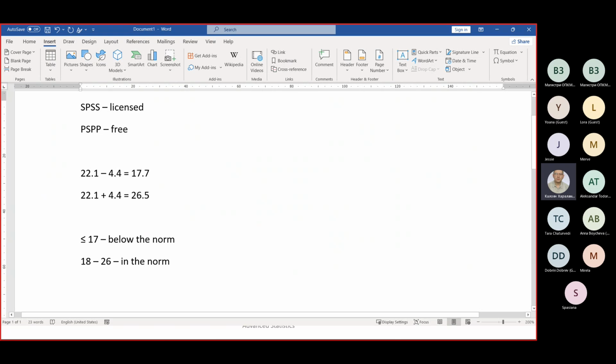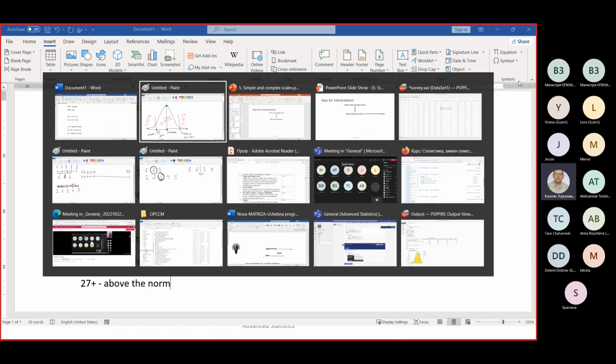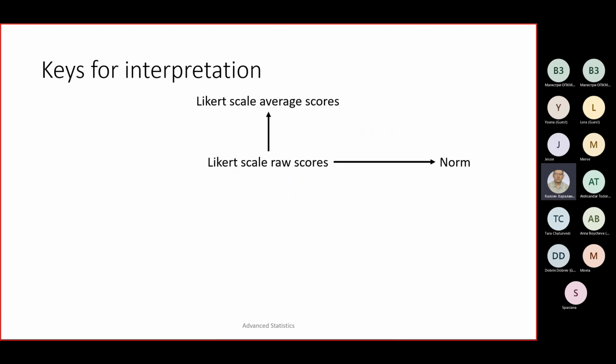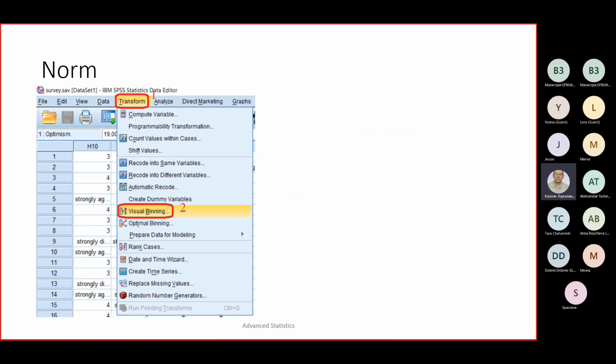And all values equal to or greater than 27 are above the norm. And I can create a new variable in the PSPP with these three categories. Now, in SPSS, there are two ways to create this new variable.